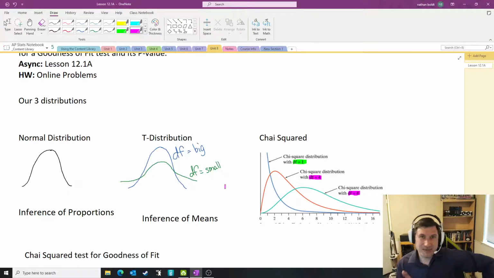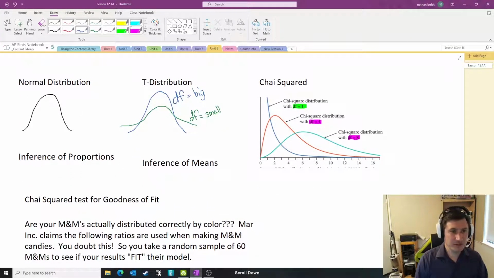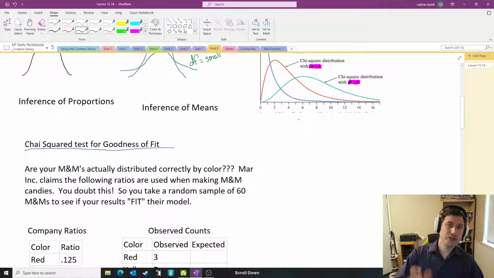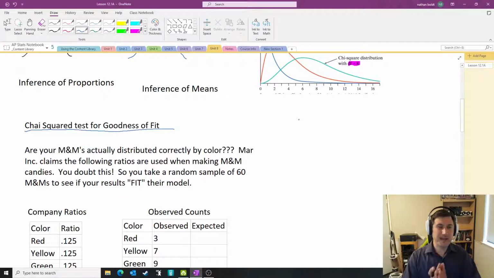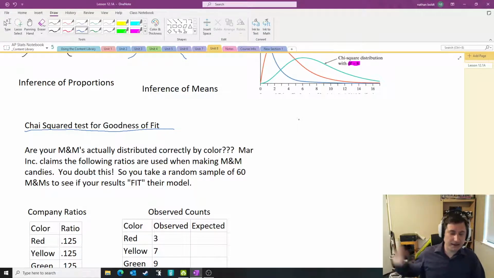It's skewed to the right. But we use it in very much the same way that we use the others for inference. So a lot of this should look familiar. So the chi-squared test for goodness of fit. Here's a scenario where you would use this. Are your M&Ms actually correctly distributed by color? I know it keeps me up at night too, right? Got to make sure my M&Ms are distributed in the correct color and that they have peanuts inside. Peanut M&Ms are the only way to go.